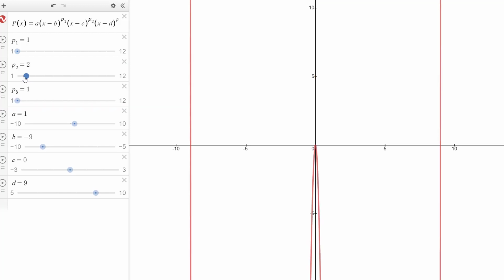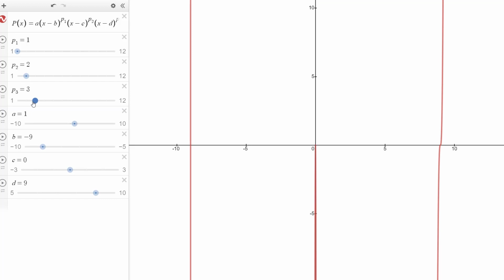Now, our original polynomial had powers of 1, 2, and 3. Power of 1 on x minus b, power of 2 on x minus c, and power of 3 on x minus d. Let's go ahead and just change the power of p sub 1, so the power of x minus b. Let's make that a square instead.